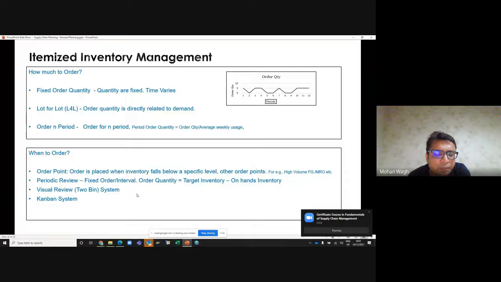Periodic review is one approach to deciding when to order. We review the maximum we would like to have, check what we currently have on hand, and then order the rest of the quantity. Then there is visual review, the two-bin system or Kanban system. Generally, they keep inventory in two bins, and when one bin is finished, they order for the other bin. Those are the basic concepts we use.